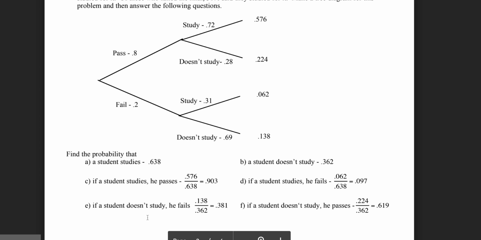Okay, and then same thing here, but kind of reverse now. Let's talk about given a student doesn't study, right? So now we're talking about this and this together, which is your 36.2. What's the probability they fail? Well, this is the part that failed. So that's what's on top, 13.8 over the 36.2. So that gives you a probability of 38.1, right? Same thing here. This is 38.1. This has to be the complement of it because this is passing and this is failing, but with the same given, right? Same given.